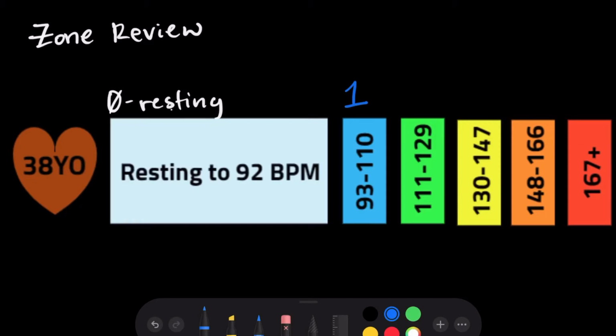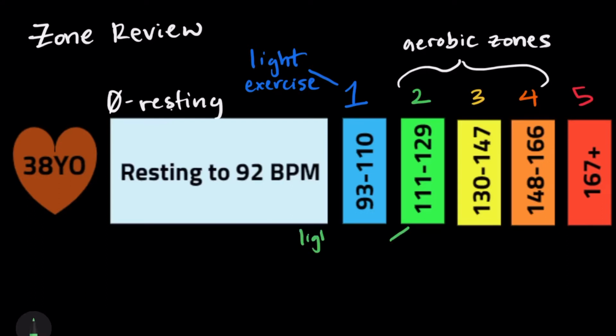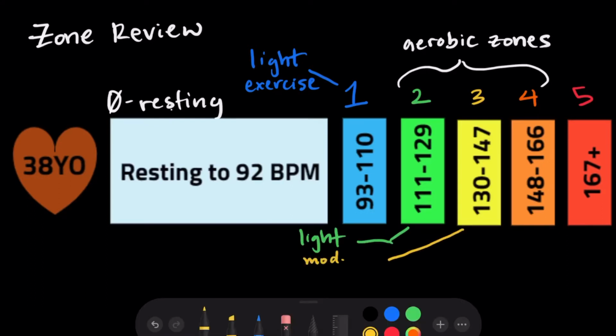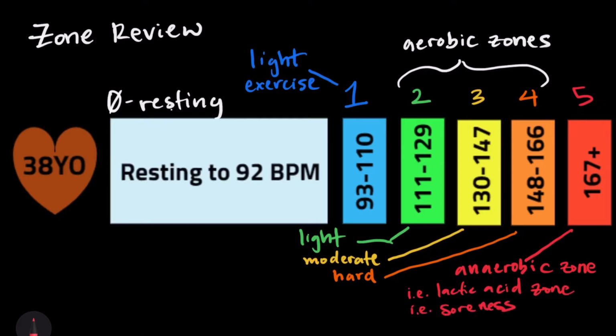At 38 years old, my heart rate zones calculate like this. They end up being a percentage of my maximum heart rate, which is at my age 167 plus. What ends up happening is that I have aerobic zones between 111 beats per minute and 166 beats per minute, which means that between those zones, I can keep up with my energy production. Going above it is the anaerobic zone, where I get sore really fast, I get exhausted really fast, and I can't keep up with the energy production, meaning that I burn out fast.